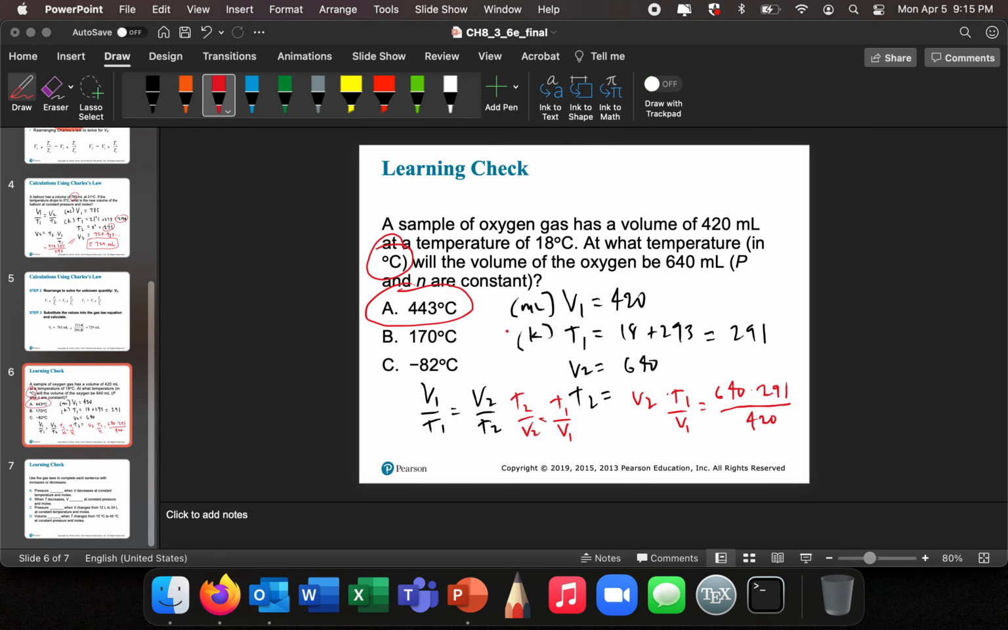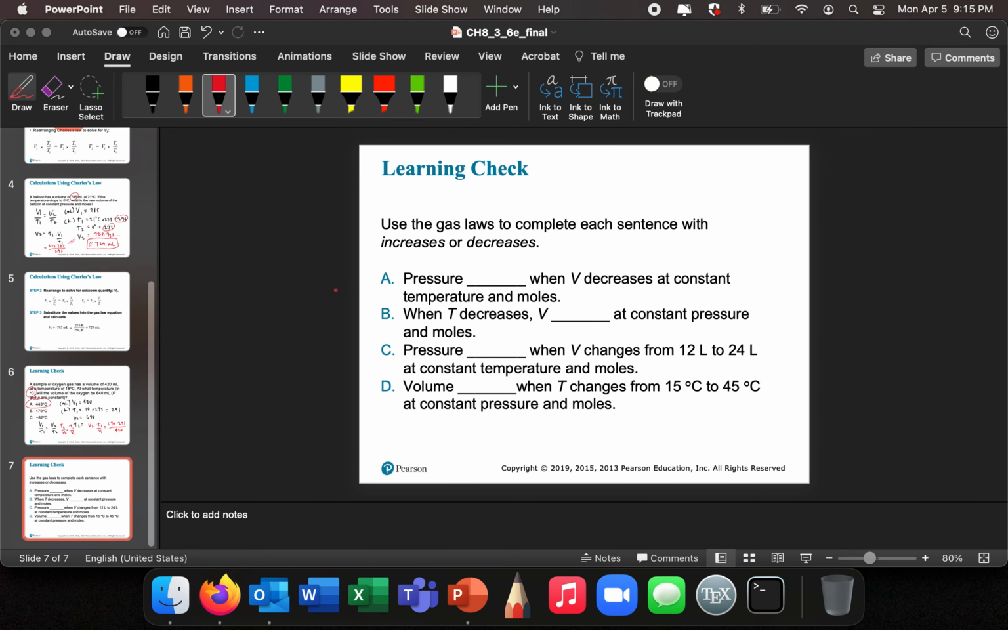Now, if you want to see what happens, I encourage you to do this with degrees Celsius and see what happens. You're going to get the wrong answer. Do it in degrees Celsius and you'll see you do not get the right answer. All right, and I want to do one more learning check here. Pause the video and look at this. Pull your notes out and look at these definitions and fill in the blanks.